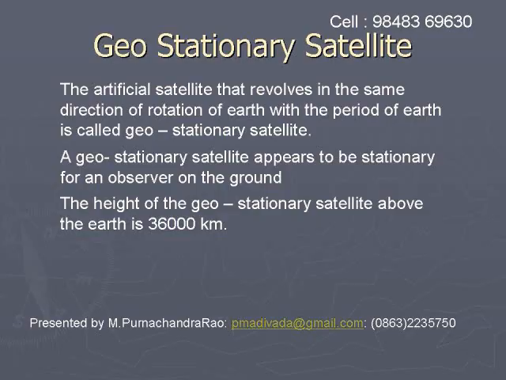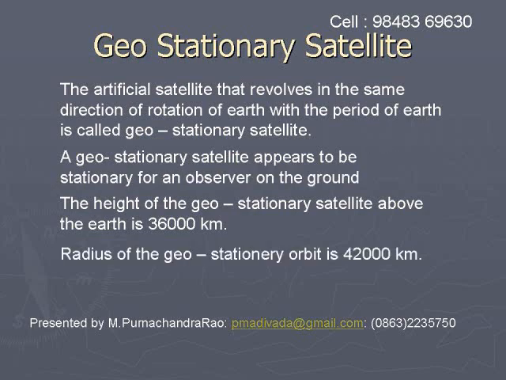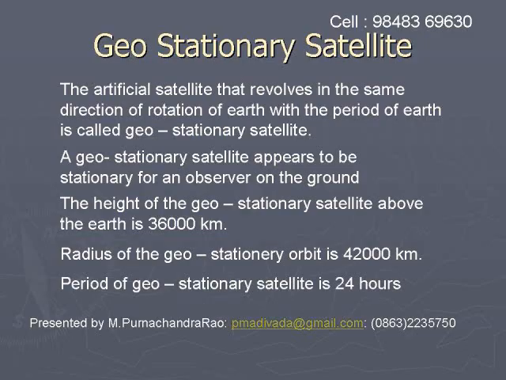The height of the geostationary satellite above the earth is 36,000 kilometers from the surface of the earth, and the radius of the geostationary orbit is 42,000 kilometers. The period of rotation of a geostationary satellite is 24 hours.